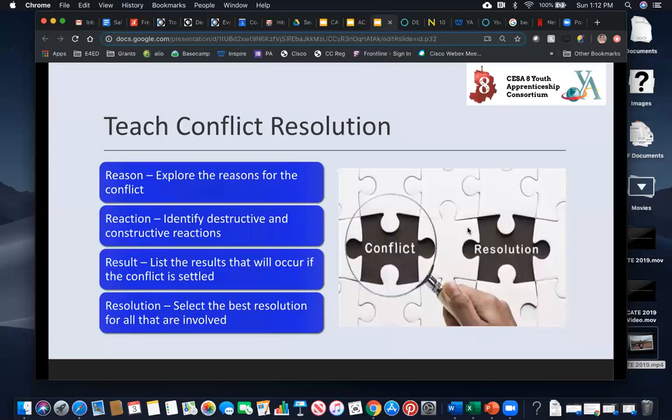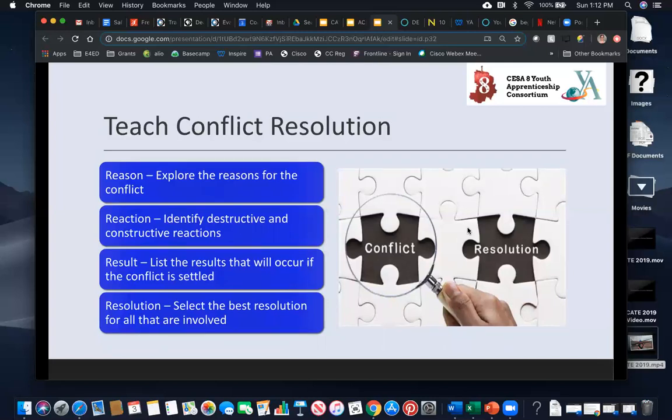If a conflict does occur, you want to teach students correct conflict resolution. This is definitely something that I think all employees can benefit from today. So we want to make sure that if some kind of conflict arises, we're going through these steps.